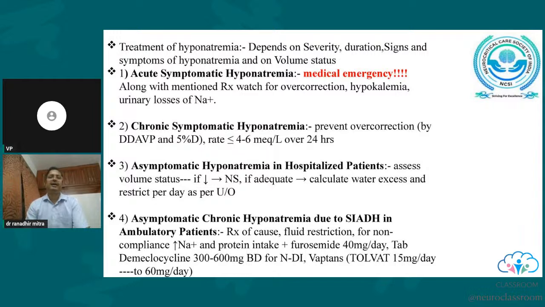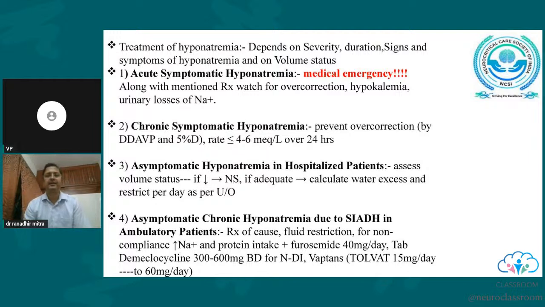And in asymptomatic hyponatremia in a hospitalized patient, you can simply assess volume status. If it is decreased, you can give saline. If it is adequate, then restrict fluid if it is on the higher side. And in case of asymptomatic chronic hyponatremia, especially due to SIADH, you can go for, like I said, treatment of the underlying cause, or you can go for fluid restriction.